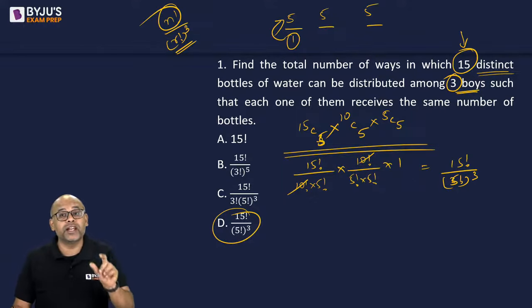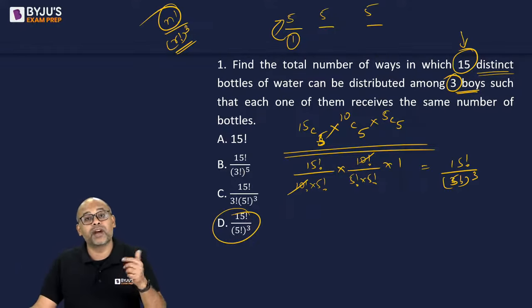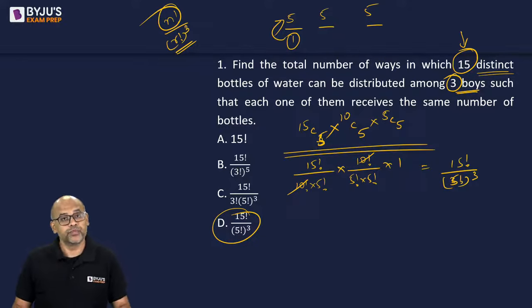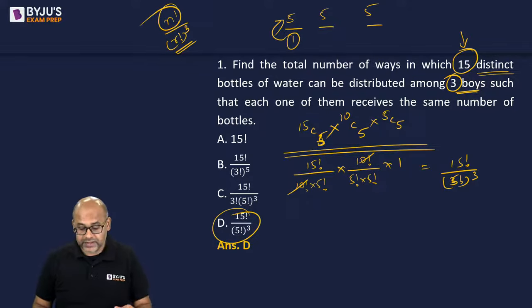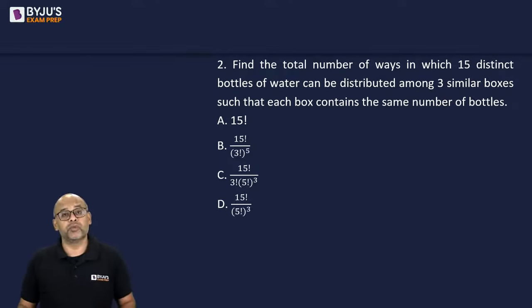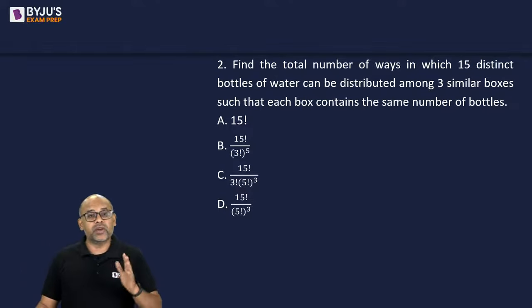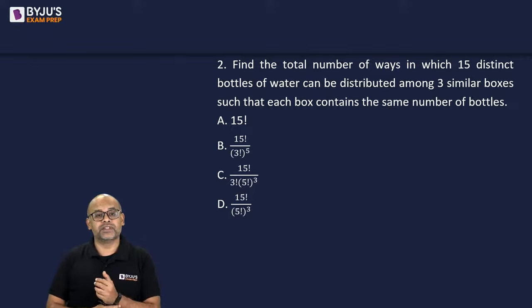R is the number of items going into each group. Clear? Now a slight modification of this question is the second one we have. Here is this slightly modified question. Take a look at this and see if you can get the correct answer.